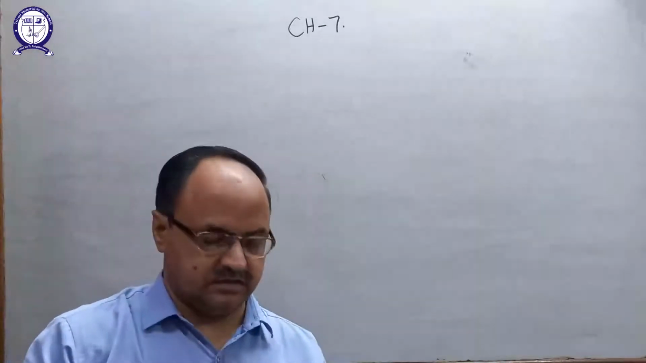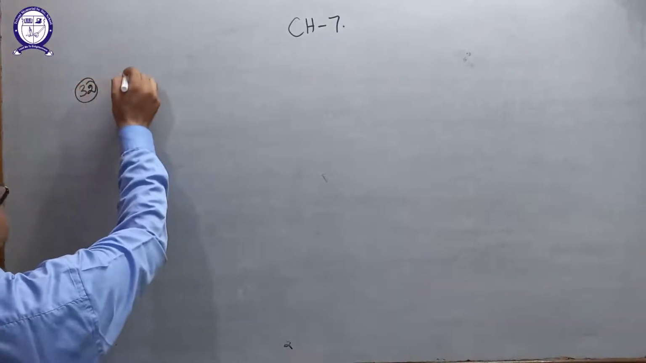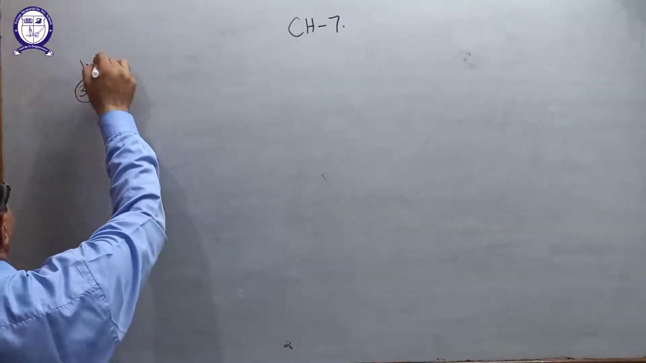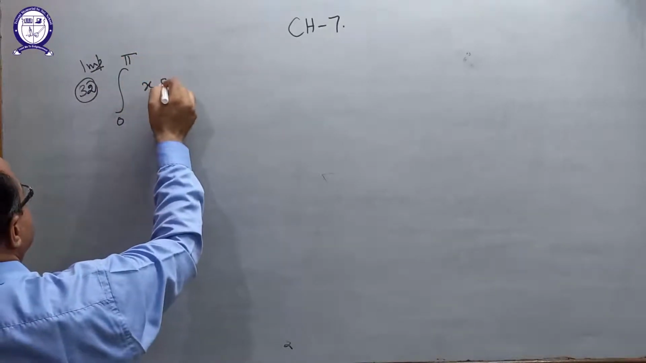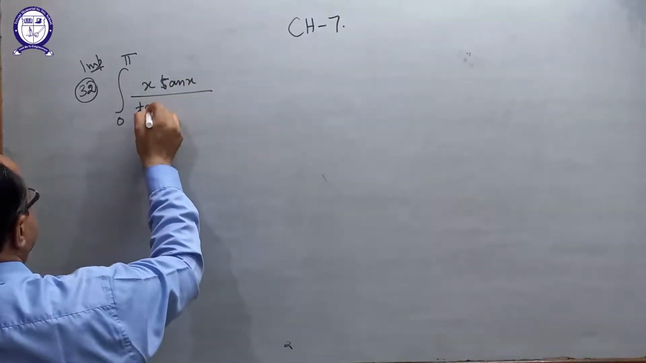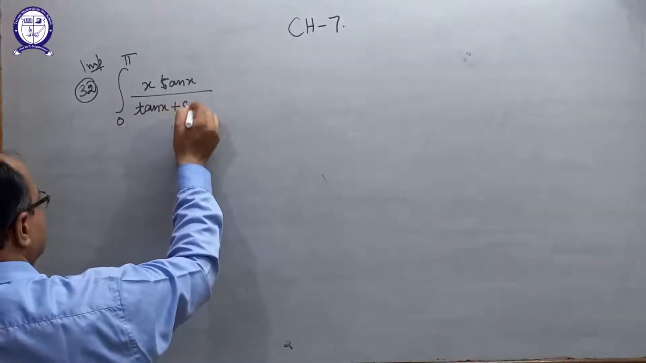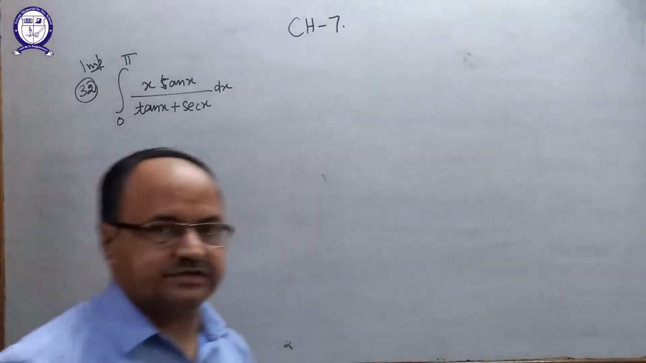Question number 28 and question number 30 as it is. Question number 32. Very important question. Integration from 0 to pi of x tan x upon (tan x plus sec x) dx. This is a very important question.